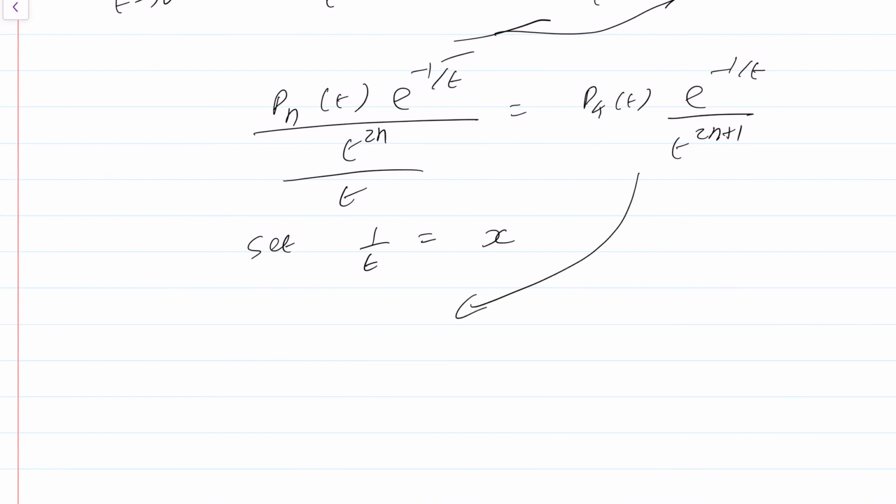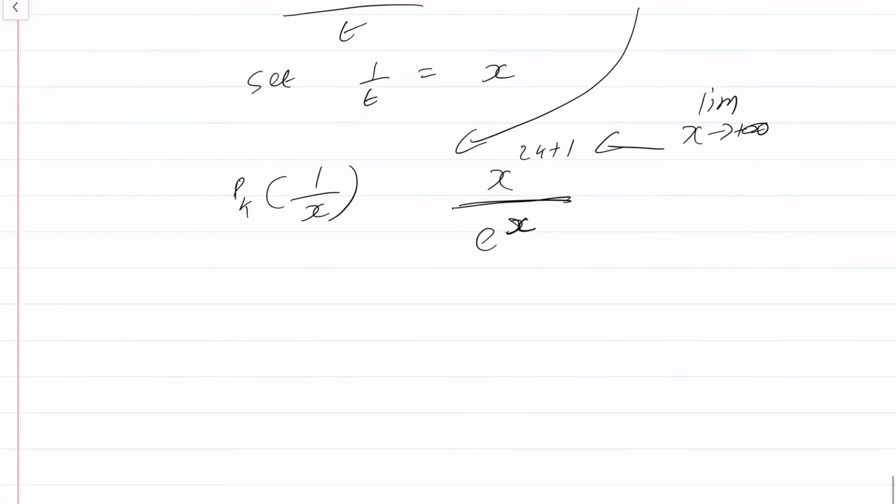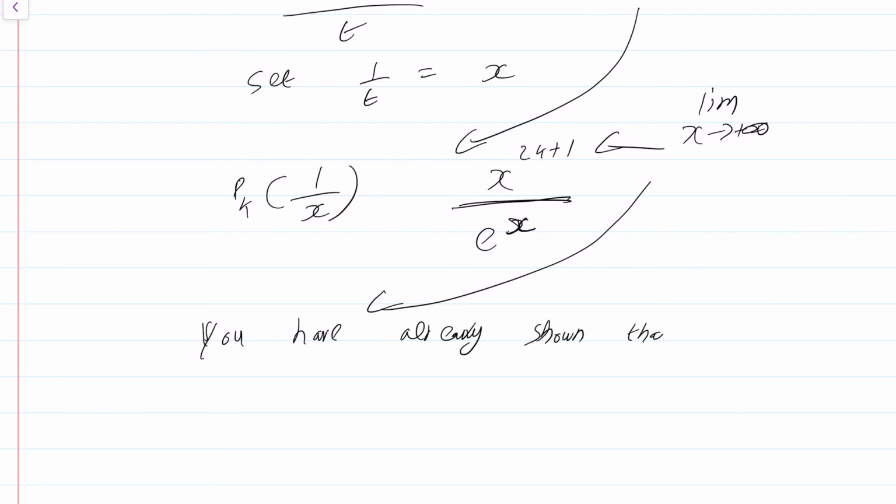So this entire expression will just become p_n(1/x) x^(2n+1) divided by e^x, and now we have to compute the limit as x goes to plus infinity of this term. But this was already given as an exercise. You have already shown that as x goes to infinity, this quantity converges to 0.